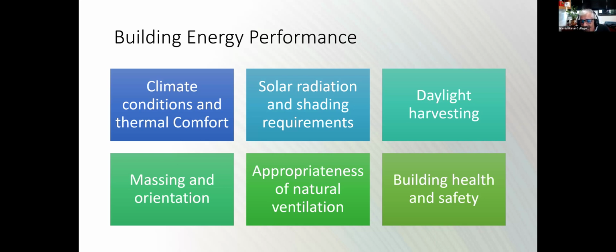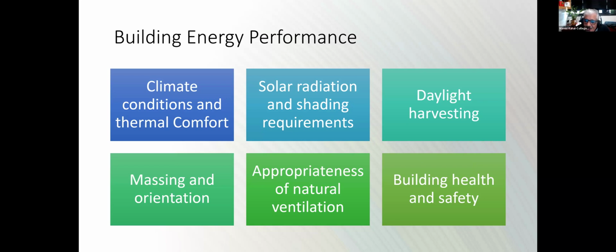So daylight harvesting is another issue. You can see how much light you can get during the day on an hourly basis that comes to different areas of the buildings, and how you can use that to your advantage to reduce the energy cost. Massing and orientation, the building size and orientation of the buildings, are what you look at to meet your needs.